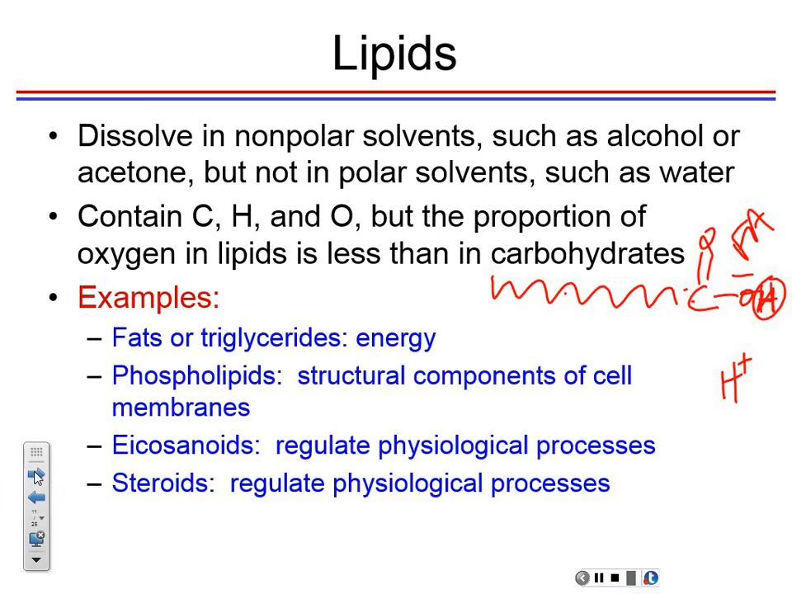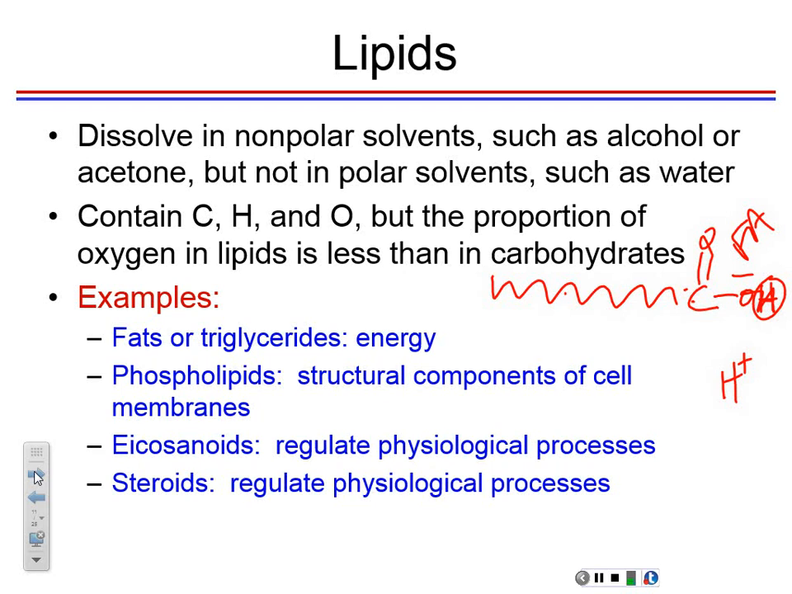Okay. So what are the examples? We got the fats or triglycerides. Usually they store energy. They store twice as much energy per unit weight than carbohydrates. That's why if you take a lot of carbohydrates, they will be quickly converted to fats.